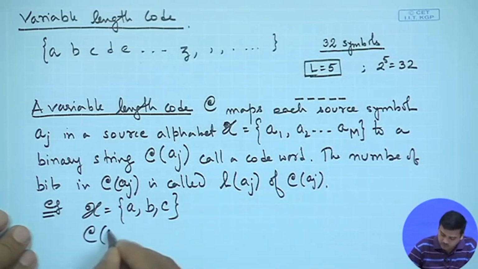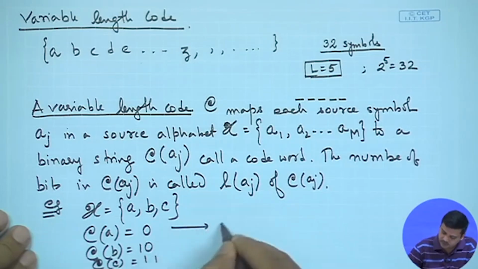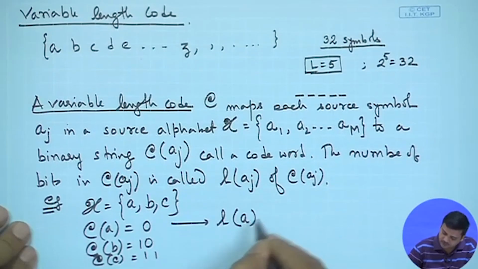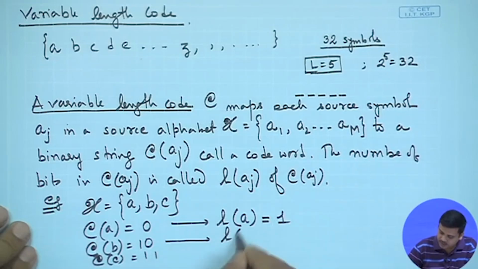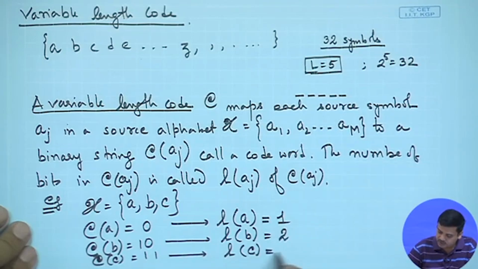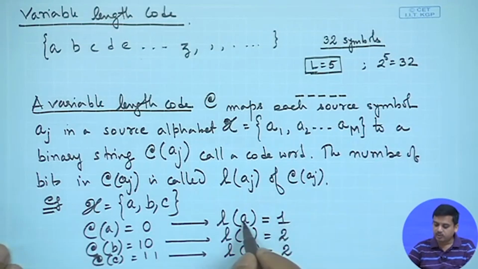The code of A, if we say it is 0, then the code of B, let it be 10, and the code of C, let it be 11. In this case, the length of symbol A is equal to 1, the length for symbol B is equal to 2, and the length of symbol C is equal to 2. That means we are using 1 bit to encode A, 2 bits to encode B and 2 bits to encode C.